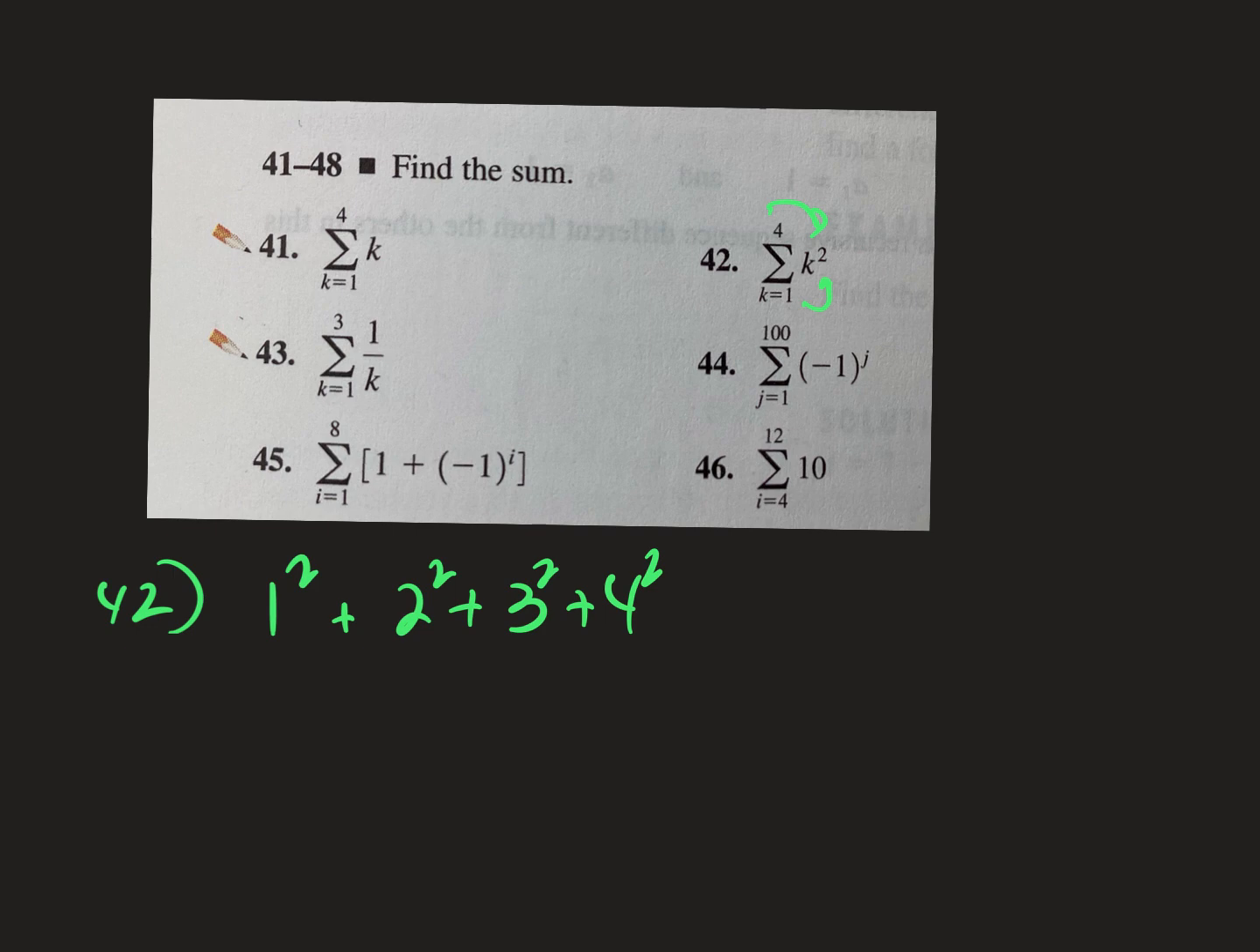And sigma means sum. All right, so that means you just add those numbers together. So I'm adding 1 plus 4 plus 9 plus 16. That looks like 30. And that's 42. That's all you do on those.